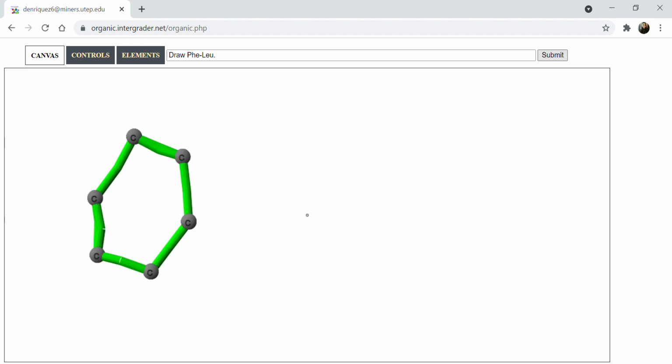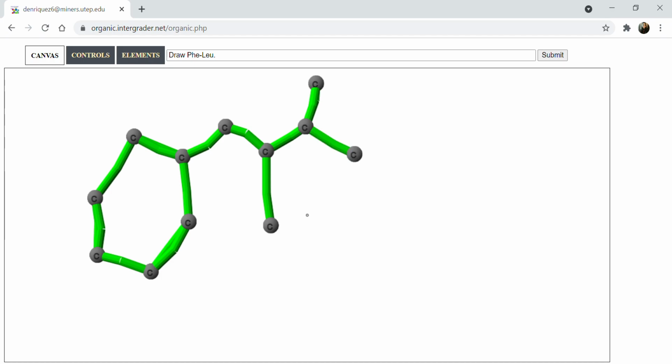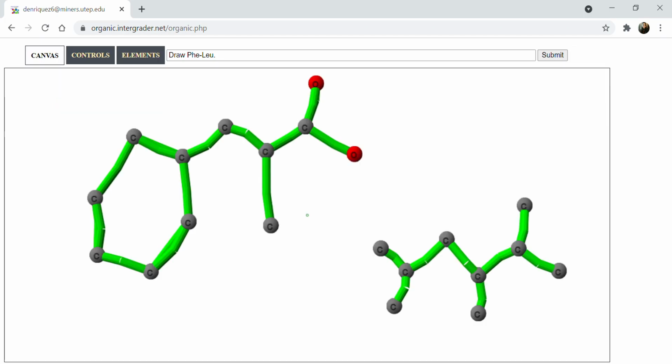Okay, 6-member ring. Nitrogen. And then we have leucine. Where is leucine? Okay, let me get my oxygens. Oxygen, oxygen, oxygen, oxygen. Nitrogen, nitrogen, nitrogen. Okay, that looks about right. 1, 2, 3 carbons in between the ring and the oxygens. And then leucine is 1, 2, 3, 4, 5, 6. 1, 2, 3, 4, 5, 6. Okay.